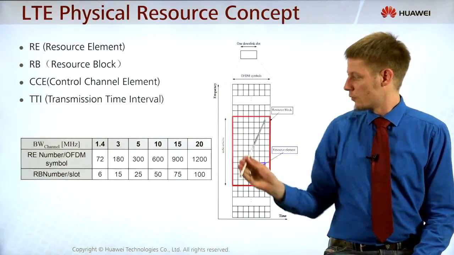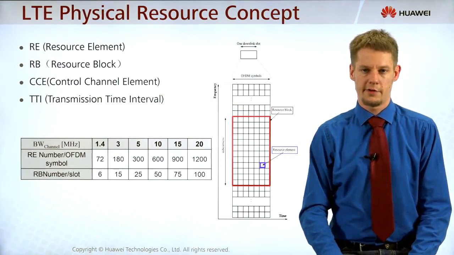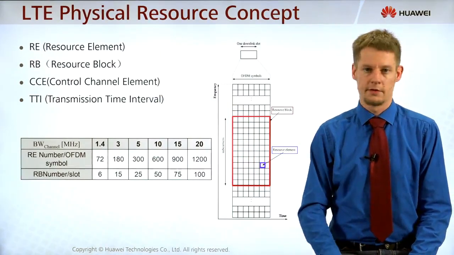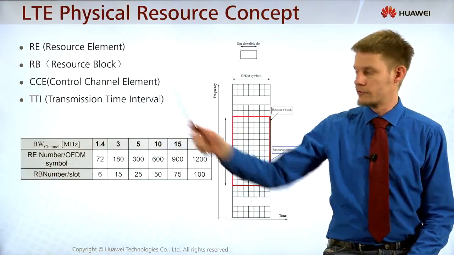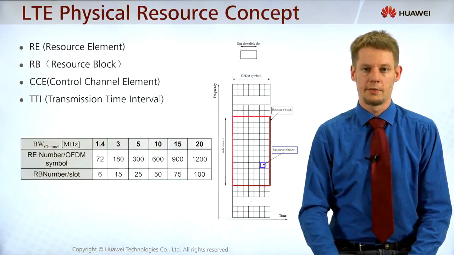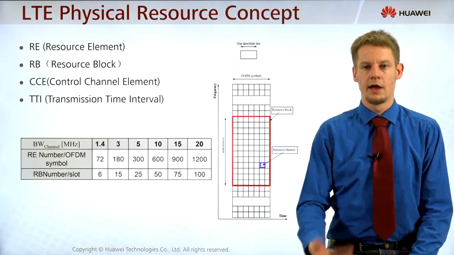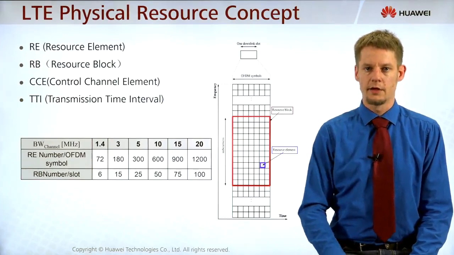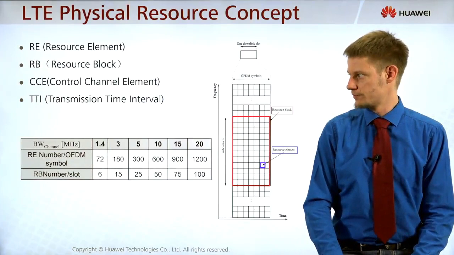So the one symbol, which is defined by 66.7 microseconds and 15 kilohertz, is called a resource element. One resource block is 12 resource elements or 12 subcarriers in the frequency domain and 7 symbols in the time domain. So in the end, it ends up with 84 resource elements.